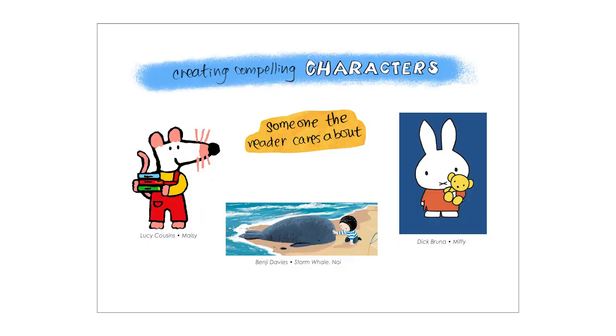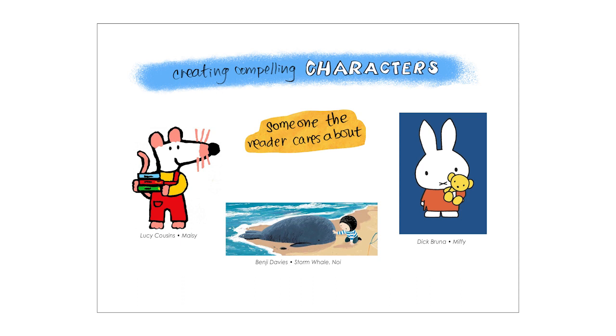If we look at the next tip, we have the idea of someone the reader cares about. I mean, we have some good examples. We have Benji Davies, The Storm Whale. We have Miffy by Dick Bruna, and we have Lucy Cousins' Maisie as well. To have a character that the reader cares about, that a reader identifies with, and that the reader feels actually has compassion for other characters can help a lot sometimes in creating your own picture book.